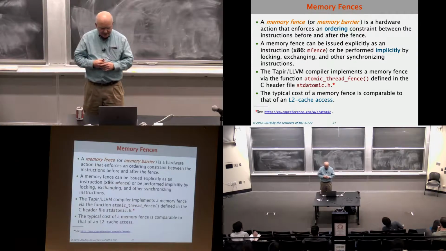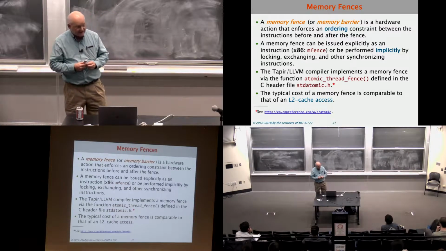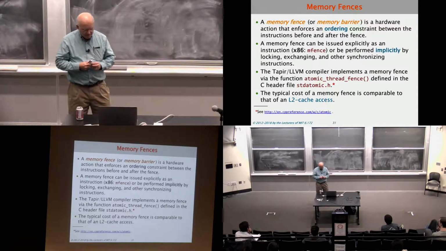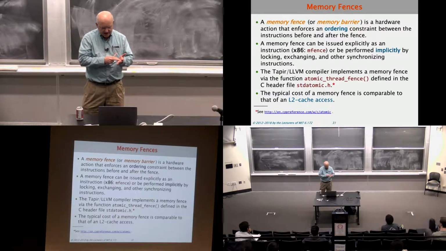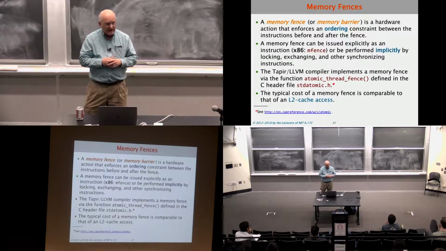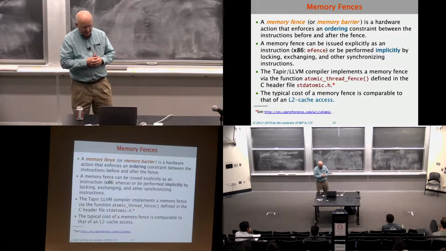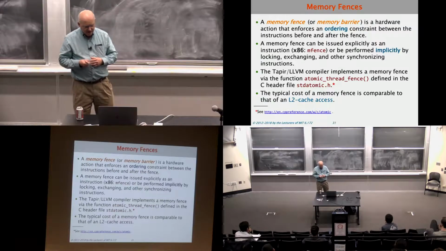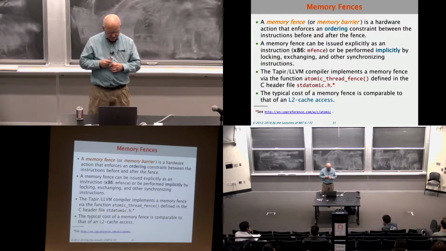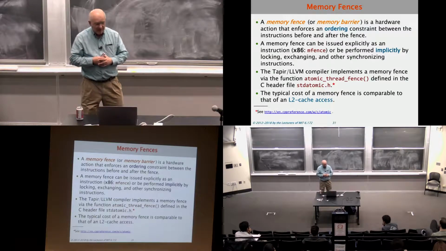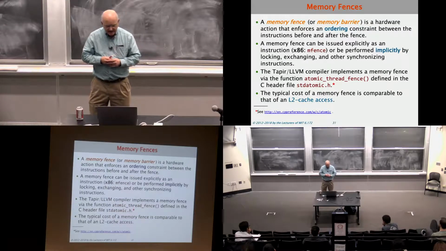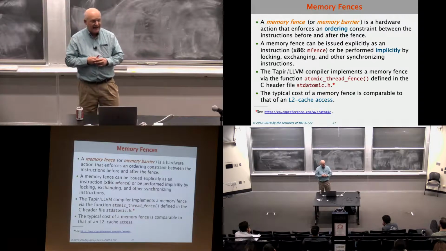You can issue them explicitly as an instruction. In the x86, it's called the mfence instruction. Or it can be performed implicitly, so there are other things like locking, exchanging, and other synchronizing instructions. They implicitly have a memory fence, okay? Now, the compiler that we're using implements a memory fence via the function atomic_thread_fence, which is defined in the C header file stdatomic.h. Okay, and you can take a look at the reference material on that to understand a little bit more about that. The typical cost on most machines is comparable to that of an L2 cache access.